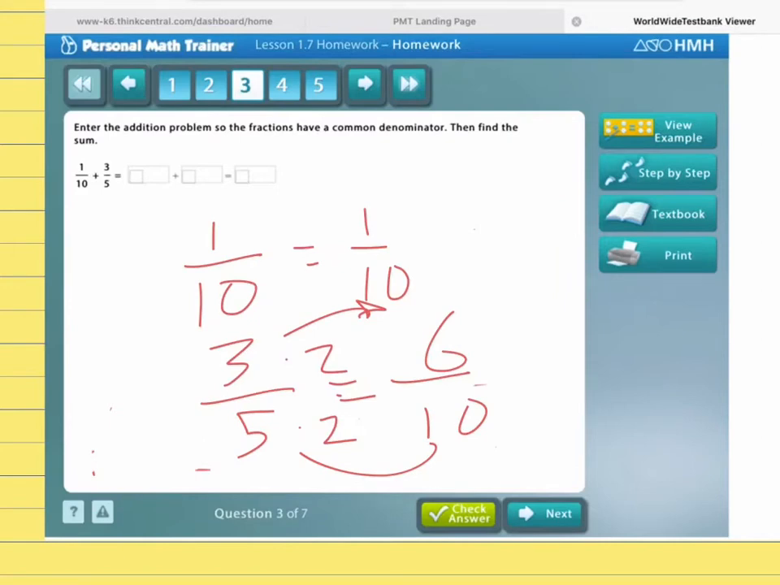And I've also shown it another way. You have 1/10, so a common denominator would be 10. So the tenths don't need to change. It's just times 1 times 1. And to change fifths into tenths, it's times 2 times 2. So 6 tenths, and you can see there that that would give me 7 tenths as a sum.